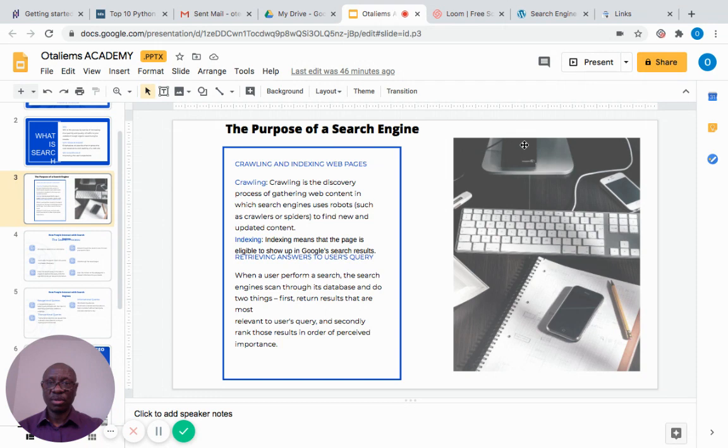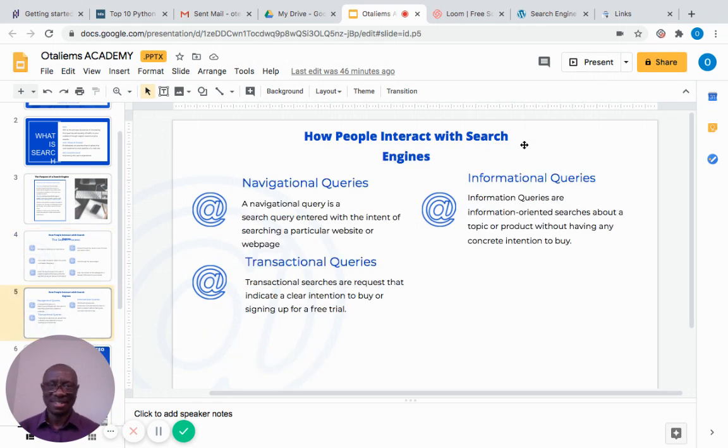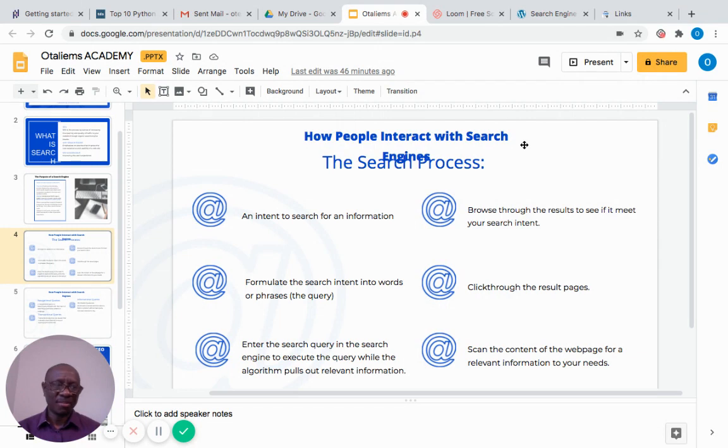This is the purpose of search engine. Then I move to how people interact with search engine. You can look at the search engine process, like I said, the intent to search for information. I'm just giving you those bonuses, so just go through it. Our time is running so fast. Let me make sure that everyone gets that.